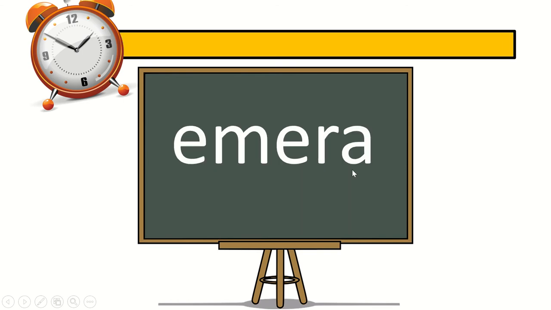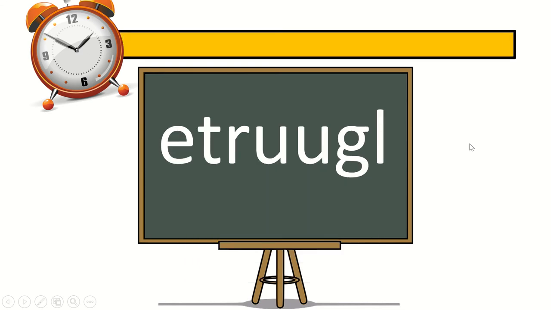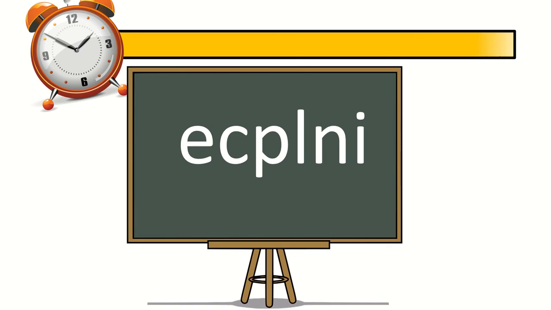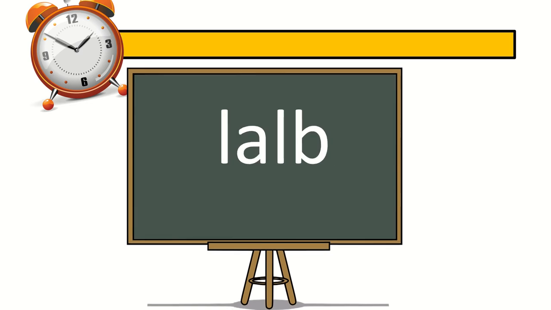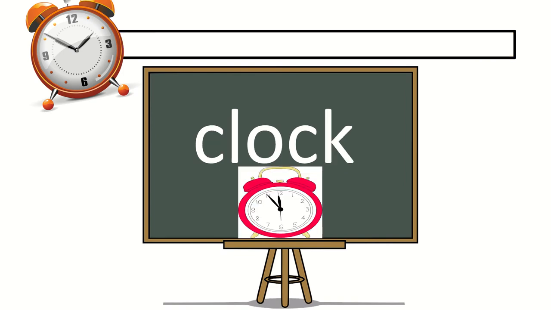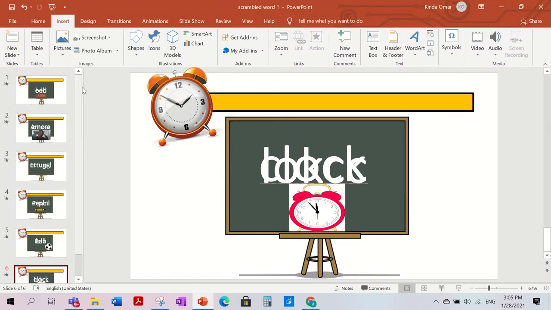And then the next one, and this is actually my small brother, he's called Amir. And this is something I watch. I'm just gonna make them fast. It's Ertugrul. And this, it's pencil, ball, clock. And yeah, I'm going to show you how to make this.